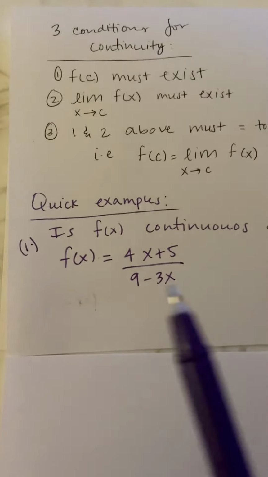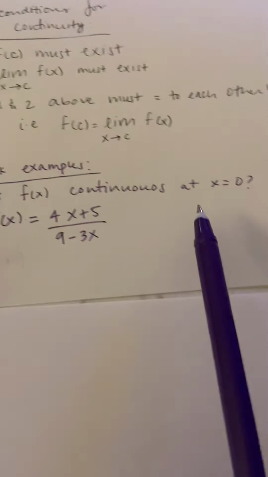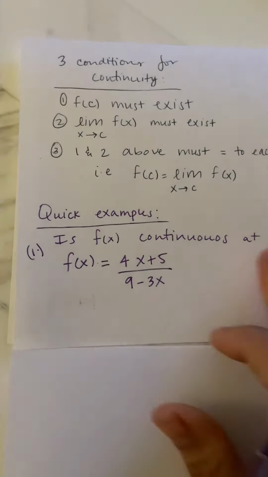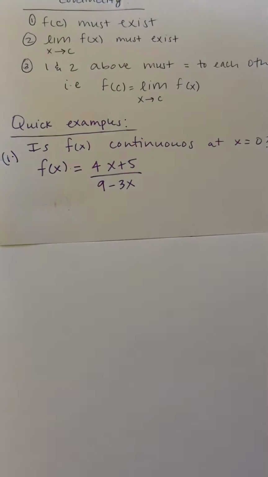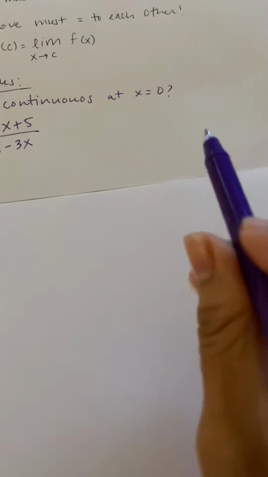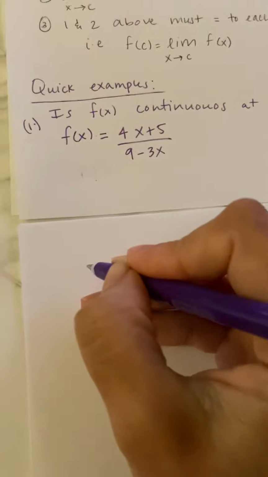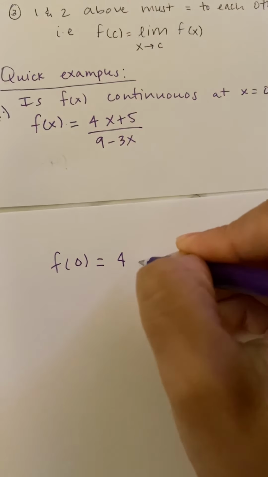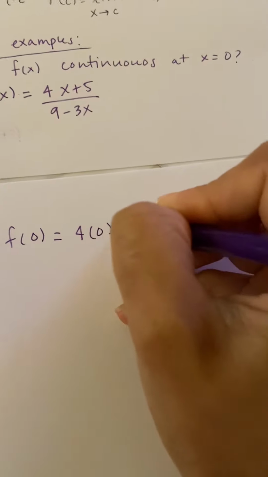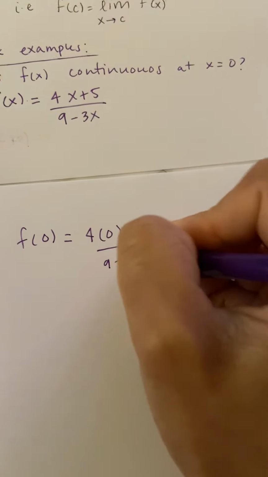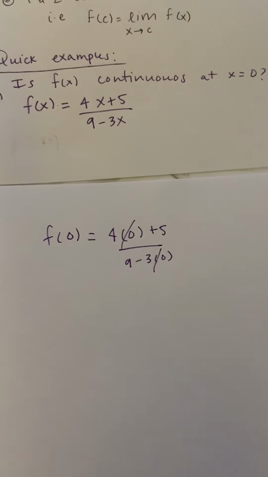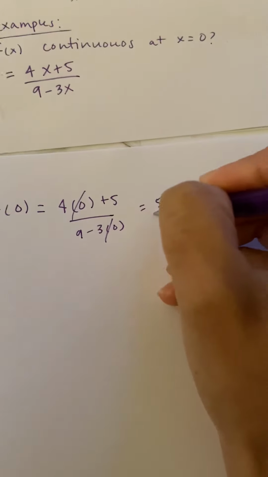So the first quick example, I'm asking, is f continuous at x equals 0? And this is f. So let's check the first condition first. Does f of c exist? Well, here c is your x value in question, which is 0. So I'm just going to plug 0 into my function. So I'm going to have f of 0 equals 2 times x, well, x is 0, plus 5 over 9 minus 3 times 0. You guys can already see that those go away because they are 0. So my answer is just 5 over 9.